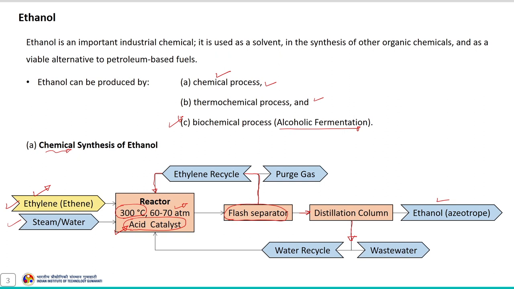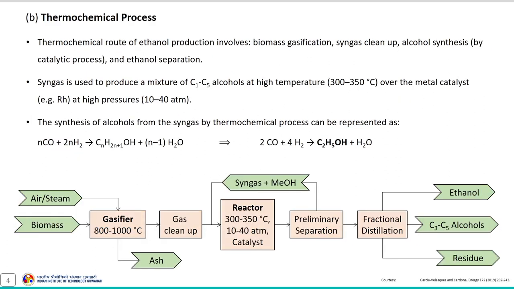So, the water produced during the distillation unit is recycled back into the system, and if this water is not recycled back, then it is treated using a suitable wastewater system. And after distillation, the product obtained is hydrous ethanol. So, another process is a thermochemical process to produce ethanol.